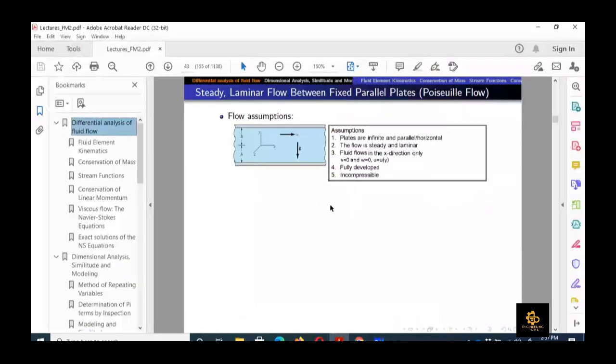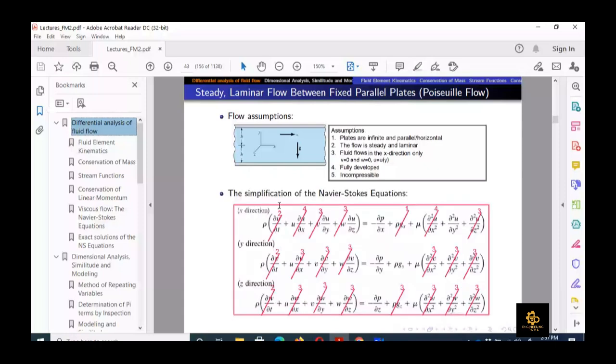And then the fifth assumption is incompressible flow. Now, if we apply these assumptions to the governing equations, which are the Navier-Stokes equations, I have done it here for your convenience. You will see that there is a number written with each cancellation, and that number represents the assumption we are using for the simplification.